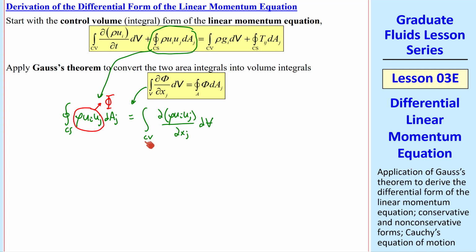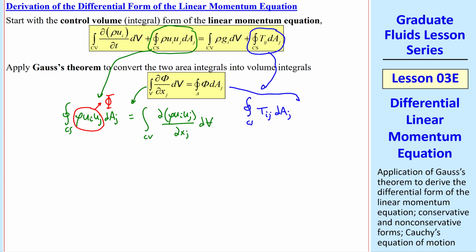We can use control surface and control volume instead of V and A, since the area here is defined as the area that bounds or defines the volume, and the same thing is true here. Likewise, this surface integral, by Gauss's law, is an integral over the control volume, del xj, of the stress tensor Tij dV.